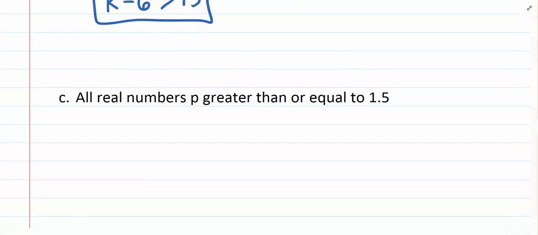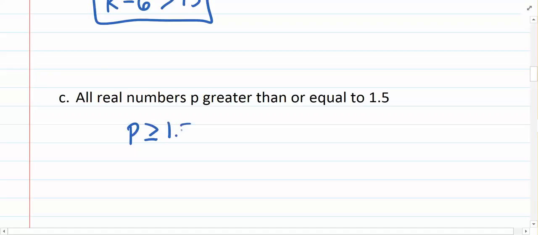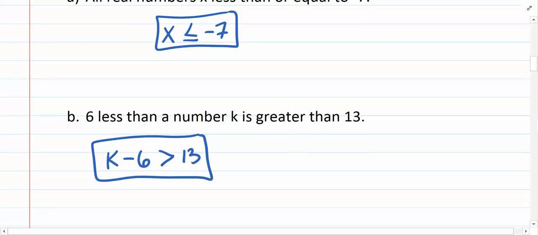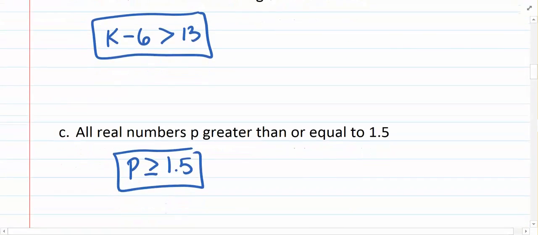Part C, all real numbers p greater than or equal to 1.5. So I would say p greater than or equal to 1.5. You'll notice that in all of these examples, I like to keep the variable on the left-hand side of the inequality. It's very useful.